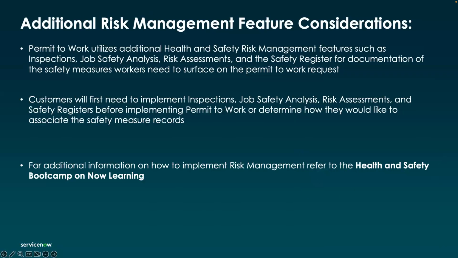And then when you're implementing risk management, some additional considerations here are that permit to work, as Shana showed, is going to reference on that request inspections, job safety analysis, risk assessments, and the safety register. So as that worker is adding information to their permit to work request, they're going to be selecting from those reference fields. So just something to note, if you're not using that feature or that capability, then you might need to determine how you would actually associate those safety measures.